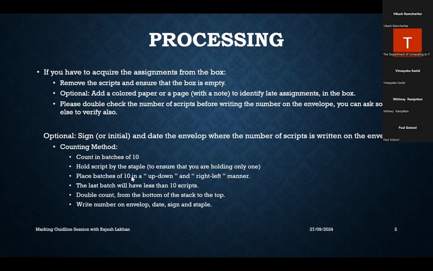I hold scripts by the staple to ensure I'm holding only one script. Sometimes people check not where the staple is, and they could count loose pages as double scripts, right? Place batches in 10, up, down, left, right, same thing. The last batch will have less than 10 scripts, obviously. Double count from the bottom or the start, then write the number on the envelope, date, sign, and everything.